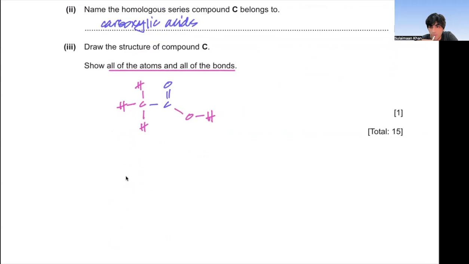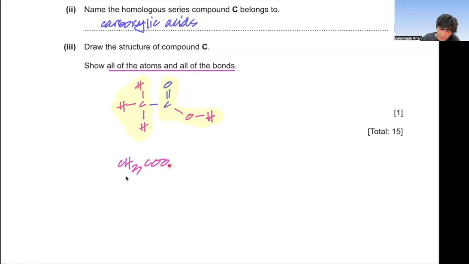Sir, also asked about the displayed formula and structural formula differences. What you need to understand is when it says draw the structural formula, it requires the displayed formula. If it says draw the displayed formula, it requires the displayed formula. But if it says write the structural formula, then you just write it, right? You take each carbon and take its bond. So this carbon is bonded to 3 hydrogens, and this carbon is bonded to 1 O, 1 O, 1 H.